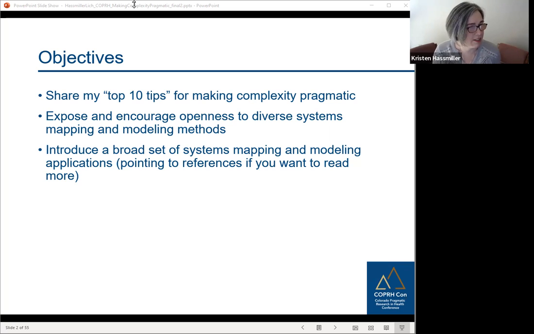So I want to encourage this openness. I also want to begin to introduce a broad set of systems mapping and modeling projects, applications that I've worked on over the years, because I hope that there's something in here that you can connect to that feels useful.